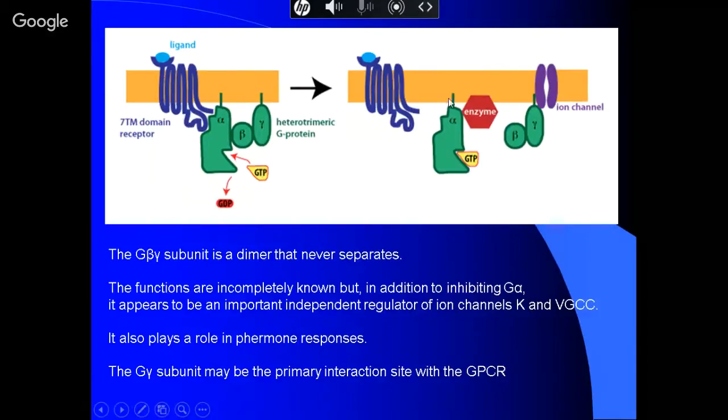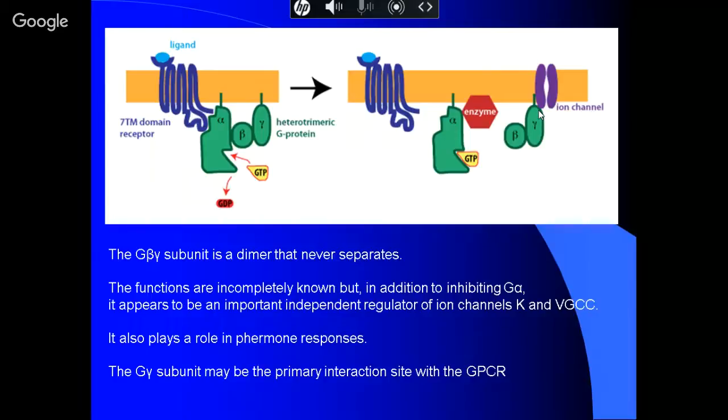Here's an example now where, upon binding of the ligand, I like this because this picture just shows you that while this is interacting with metabolic enzymes, the beta gamma system is interacting with an ion channel. And that's very common. A lot of the potassium channels, the voltage-gated calcium channel, these are not trivial signaling systems, right? I mean, the potassium channel sets off the action potential. These are not trivial systems. The voltage-gated calcium channel is what makes it all work.